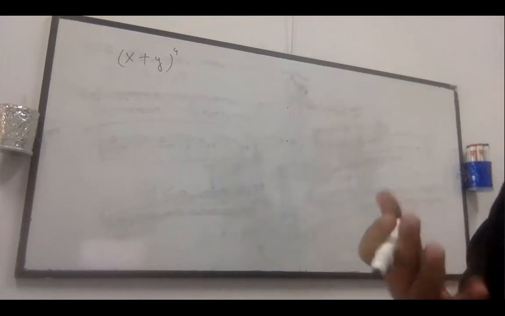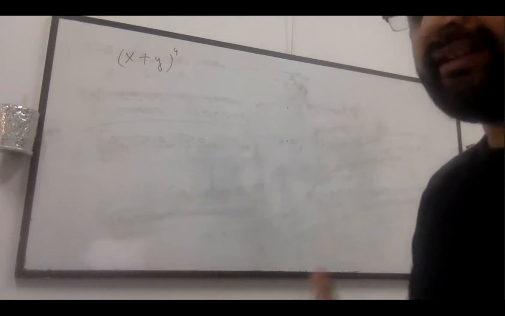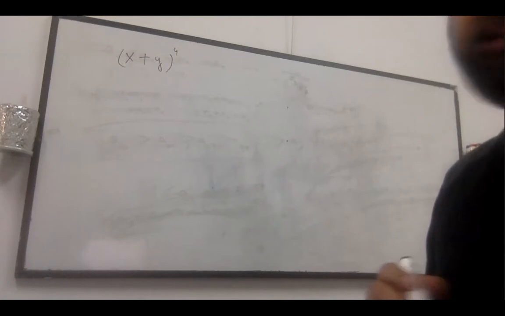The simplest way that you might try is (x + y) multiplied by (x + y) multiplied by (x + y) multiplied by (x + y), that we did earlier. But the question specifically wants us to do it using the binomial theorem.